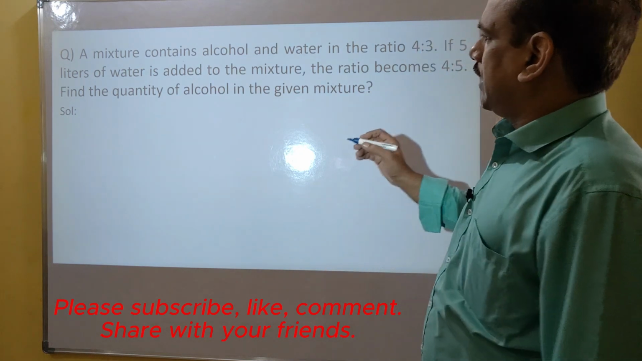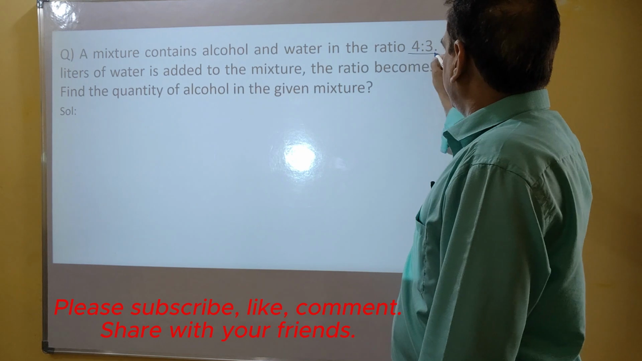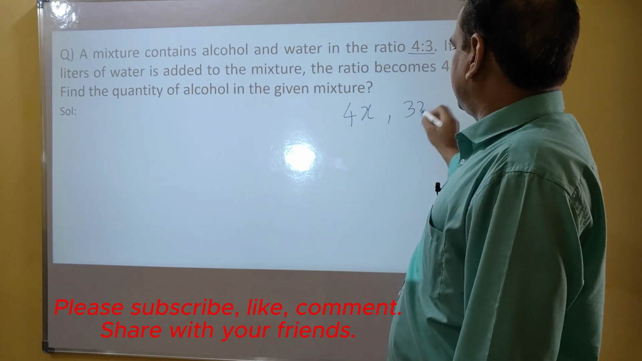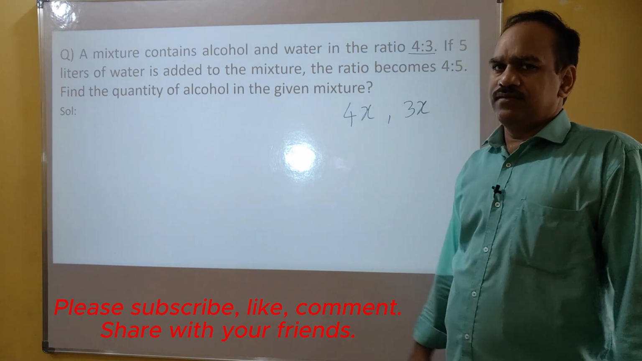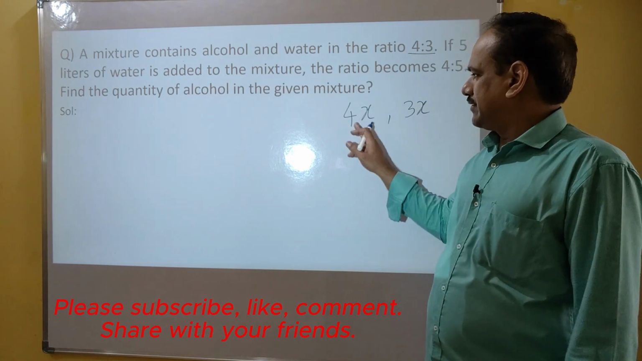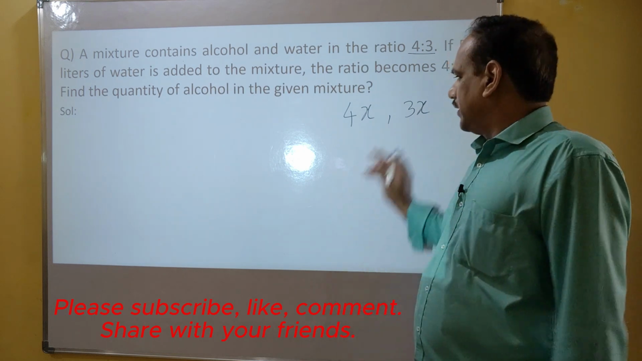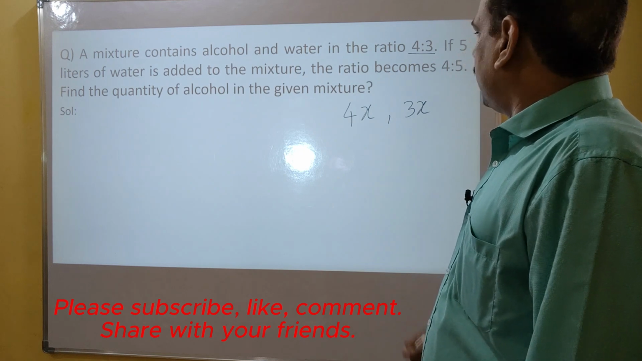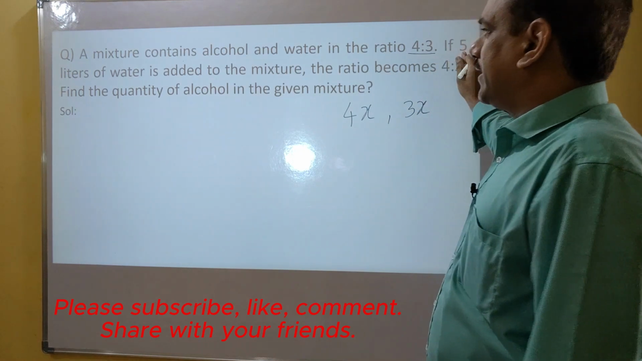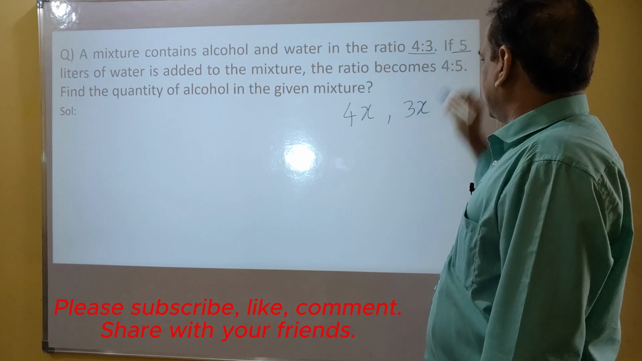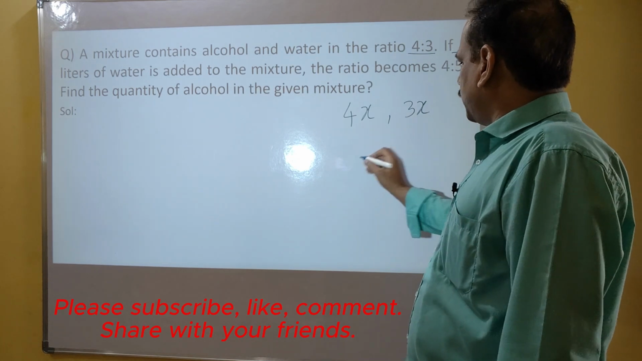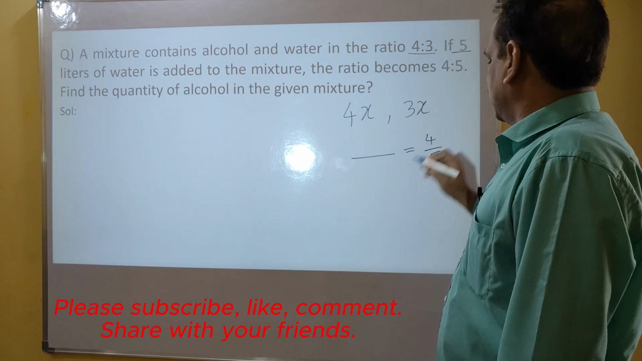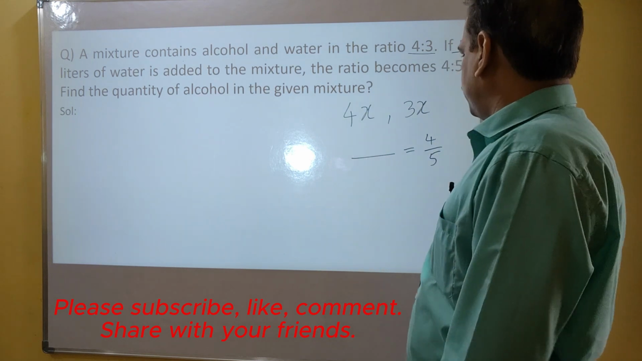A mixture contains both alcohol and water in the ratio 4:3. So let us take 4x and 3x as the quantities in liters: 4x liters of alcohol, 3x liters of water in the mixture. Now, after adding 5 liters of water, the new ratio becomes 4 is to 5.